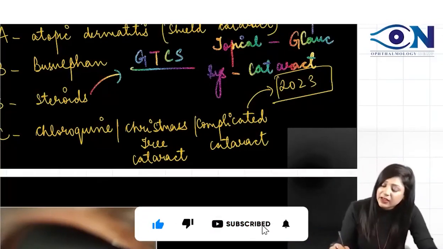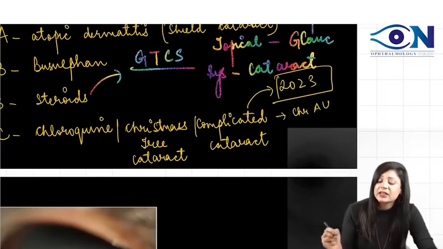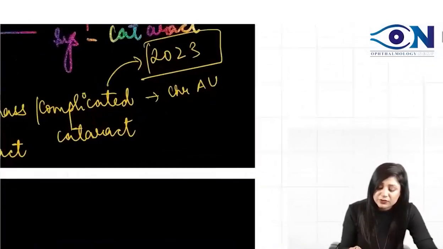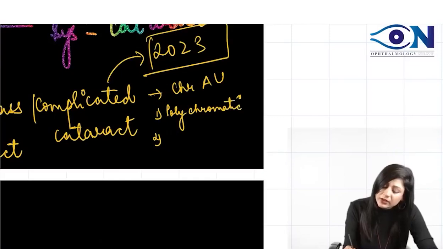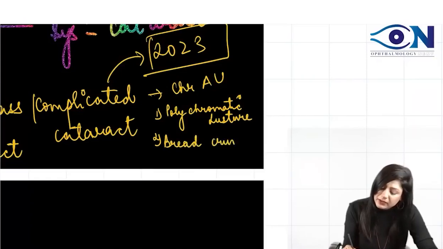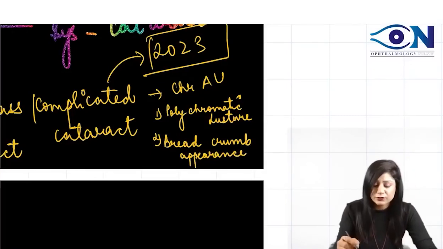It occurs after, the most common cause being, chronic anterior uveitis, and there are two very, very important features. What were the two important features of this cataract? One is the polychromatic luster, and second is the breadcrumb appearance. Polychromatic luster and breadcrumb appearance are the two important features, also very, very important. Okay.